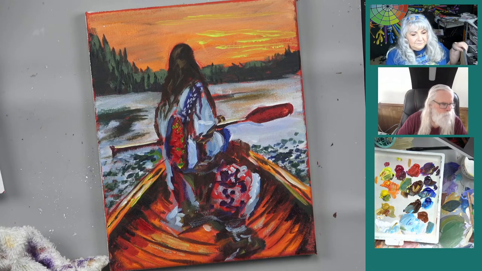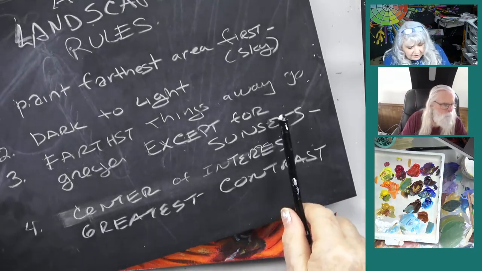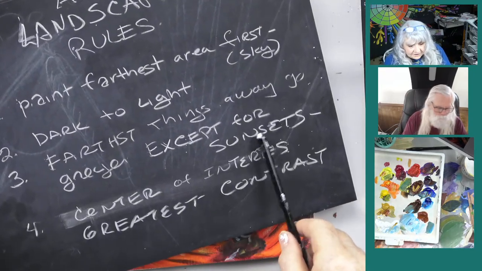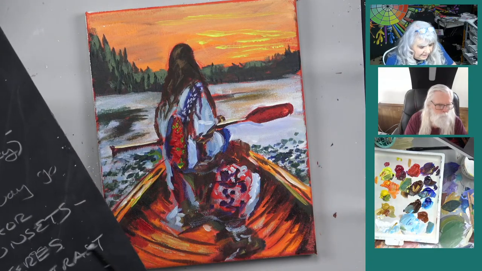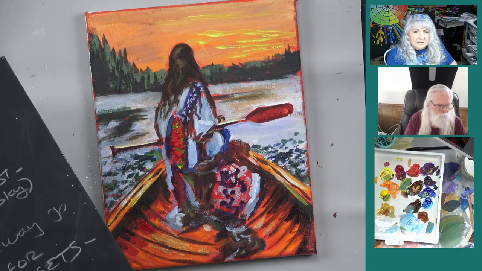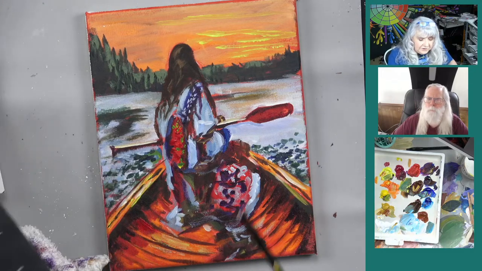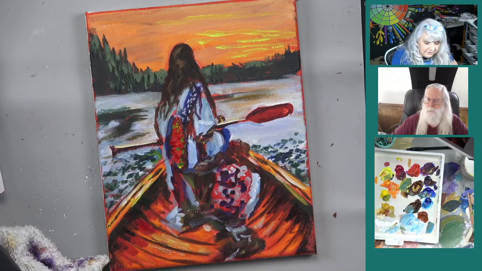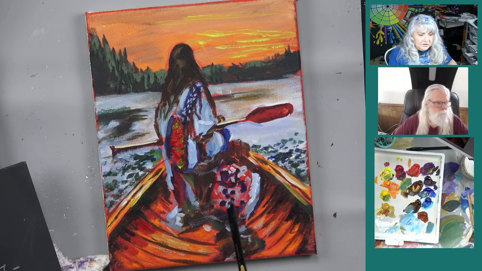Okay. I want to just go back over my rules here. So the farthest things go away, except for sunsets, you see where they get darker, right? And then here's the thing. Your center of interest, which is, of course, our girl here, should have the greatest contrast. Lightest light and the darkest dark. So your eye goes to that.